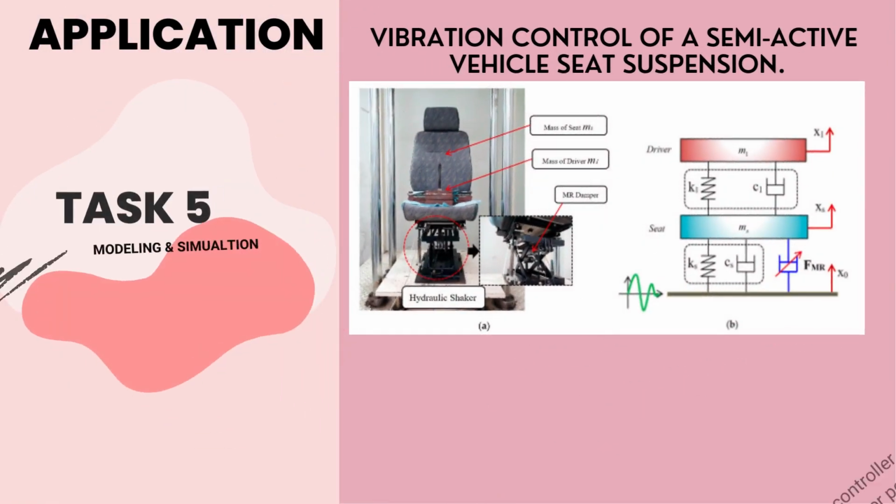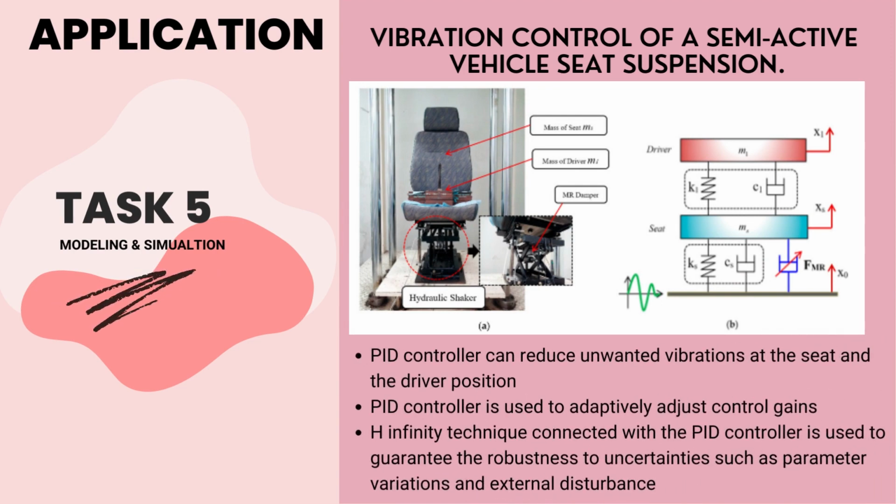Hello everyone, my name is Schon and I will be explaining the application used in task 5. Firstly, our application is a vibration control system used in a vehicle seat suspension. As we can see from the diagrams attached, the PID controller's main function is to reduce the vibrations by adaptively adjusting the control gains. This will guarantee robustness to parameters such as external disturbance.